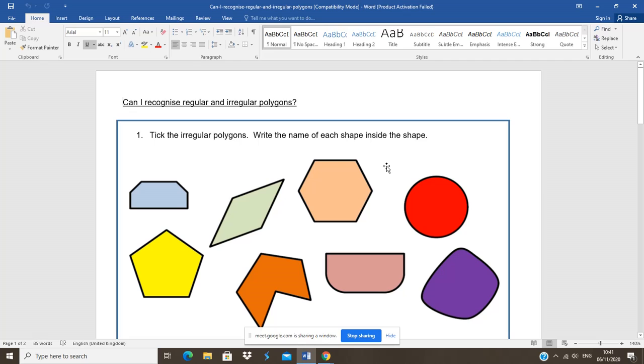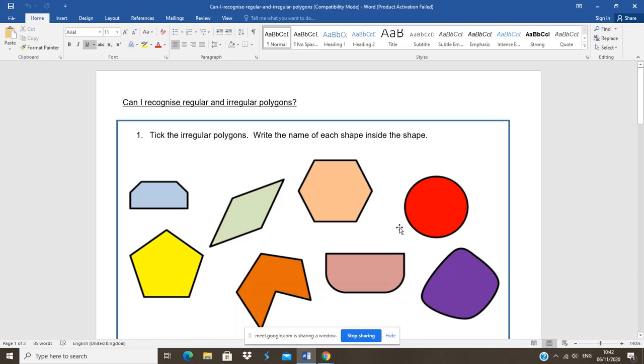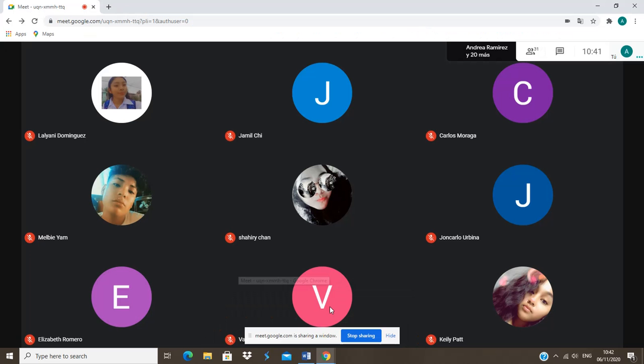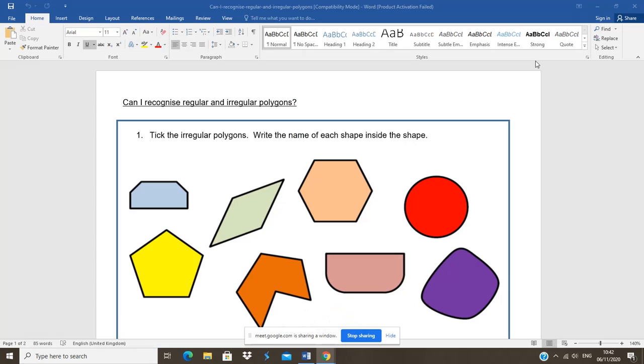Can you see the document I am sharing? Yes, sir. Everybody can see it. Just type in the chat box again if you see it. Let me see if you are seeing the document. Okay. All right then. If you are seeing the document, let's go over it.